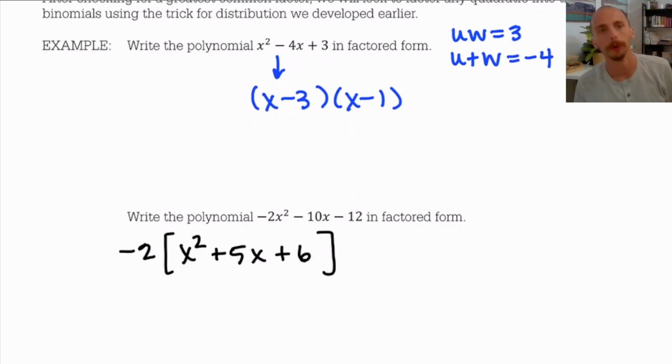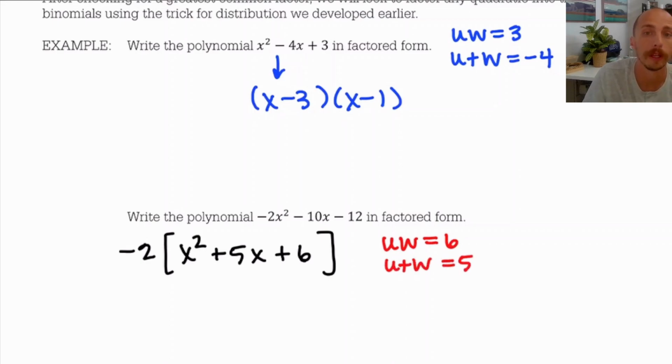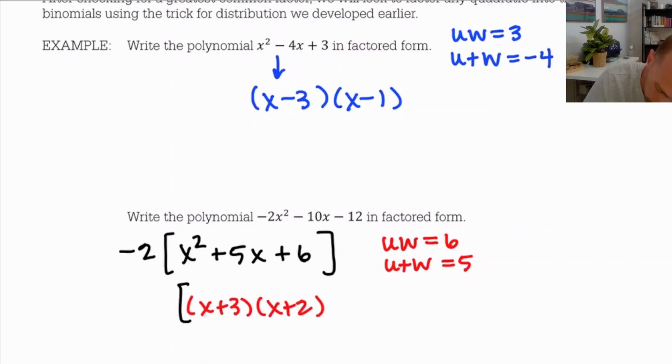Oh yeah, and this is a tricky polynomial because 6 can be 6 and 1, which, if it was positive 6, negative 1, that would be 5. But it can also be 3 and 2, which adds to 5. So you've got to always be careful with the 5 and 6. If I'm looking for two numbers that multiply to 6 and add to 5, that's going to be positive 3 and positive 2. So what I'll have is x plus 3 times x plus 2, standing in where that quadratic had been. But I still have that negative 2 on the outside, and that's going to be the factored form for that polynomial.